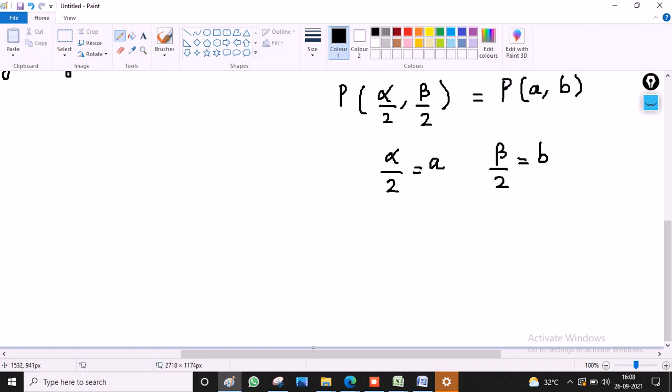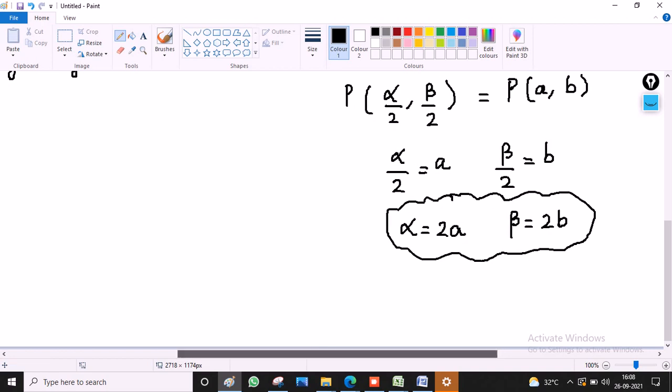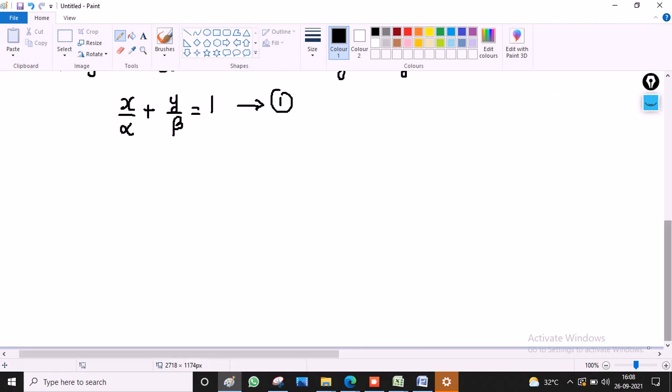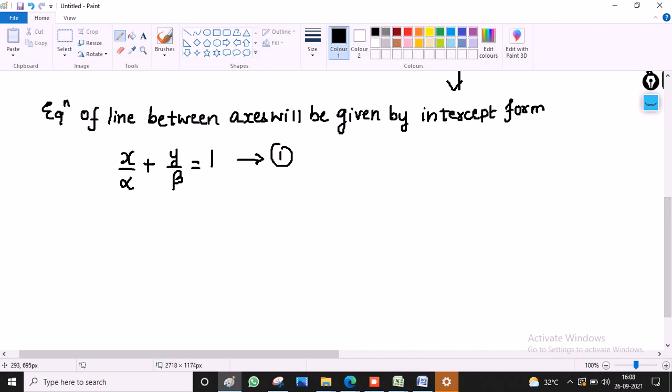Now let us calculate alpha from here, that is 2a by cross multiplying. The value of beta will come 2b. And this value we have to put in equation number 1. We had the equation of line x upon alpha plus y upon beta is equal to 1. So alpha came equal to 2a, beta came equal to 2b, so we put the values: x upon 2a plus y upon 2b is equal to 1.